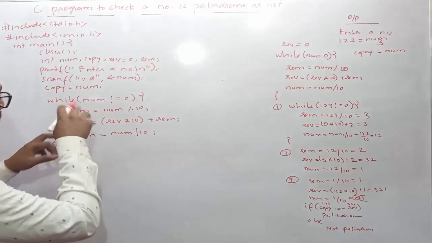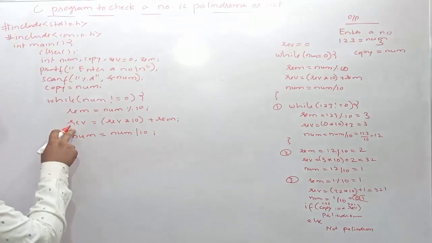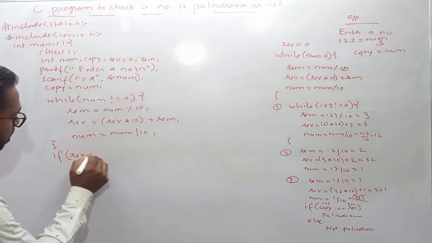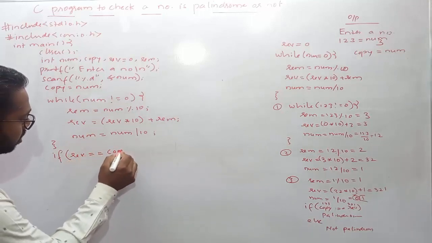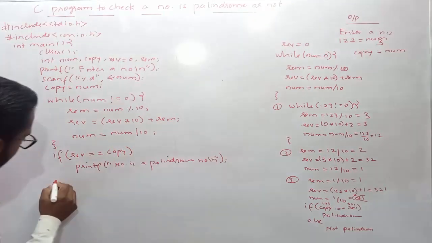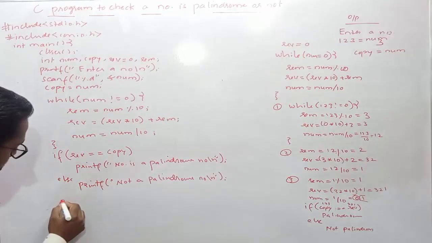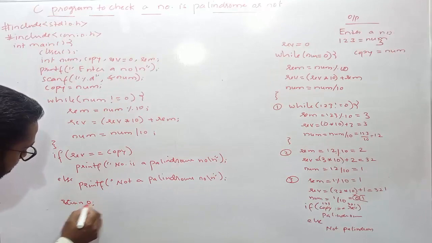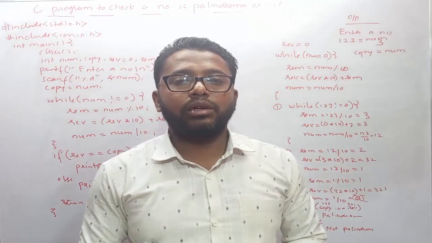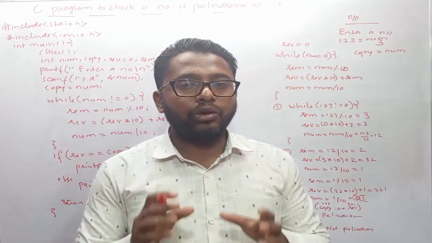Now at this time, after performing the iterations, we will be having reverse number stored inside this reverse variable. Now I will use if reverse is equals to copy. If both of these numbers are same, then print palindrome, else printf not a palindrome, return 0, bracket close. Okay. So this is everything about writing a C program to check whether an entered number is a palindrome number or not. I hope you guys have understood.